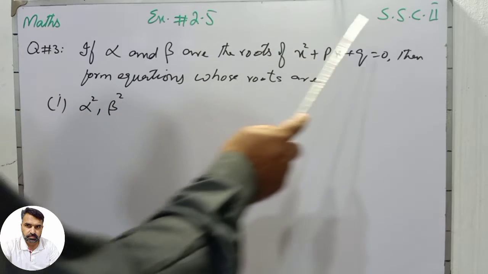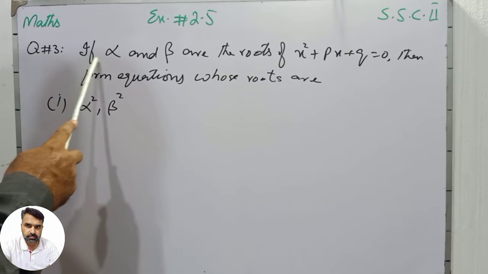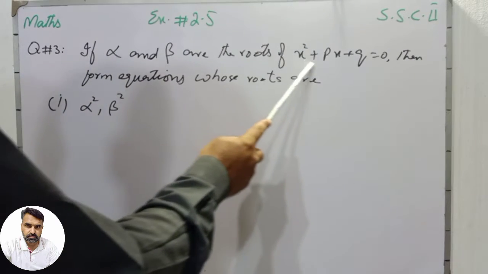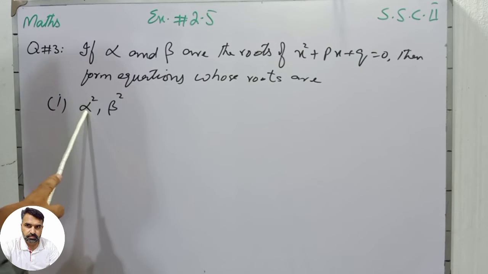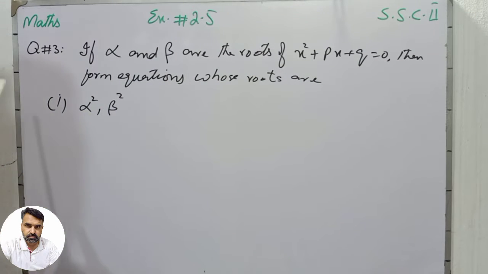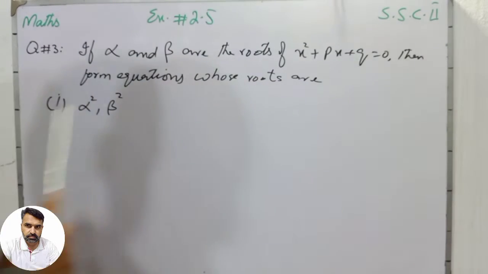Dear students, mathematics, SSC2, exercise 2.5, question number 3: if alpha and beta are the roots of this equation, then form equations whose roots are, in the first part, alpha square plus beta square. We have to form the equation, and alpha and beta are the roots of this equation.